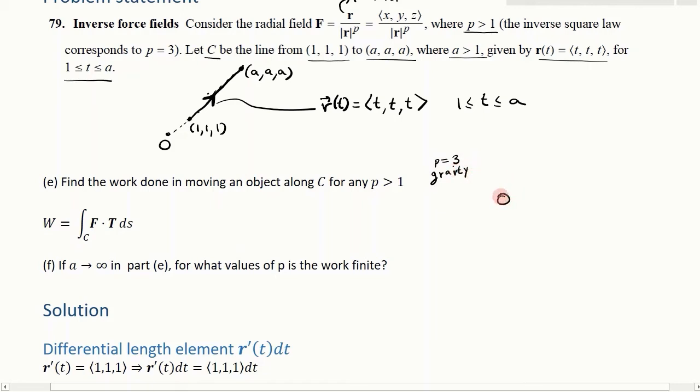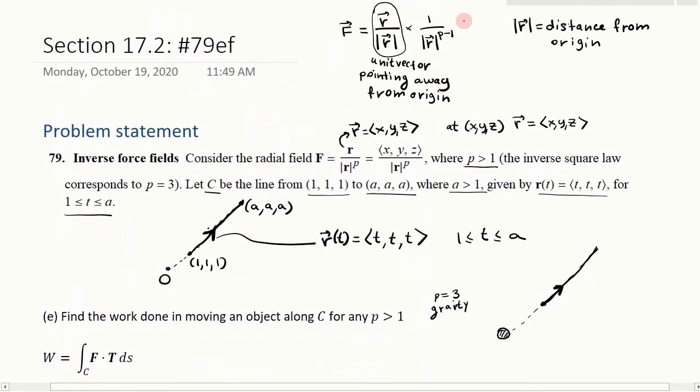So you would have a massive object at the origin, and then you are somewhere here, and there is a force pulling you towards this massive object, right? But in order to move away from this object along C, you need to apply a force that goes outwards. So the force you need to apply is going exactly the way this radial field goes.